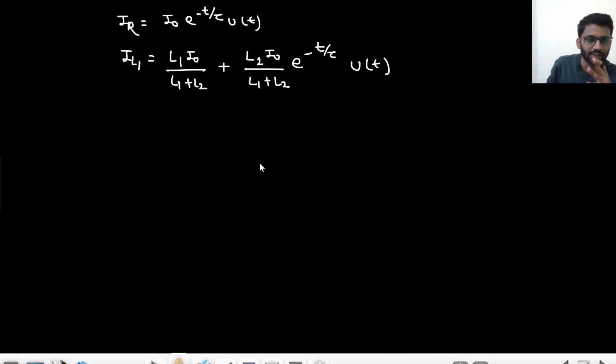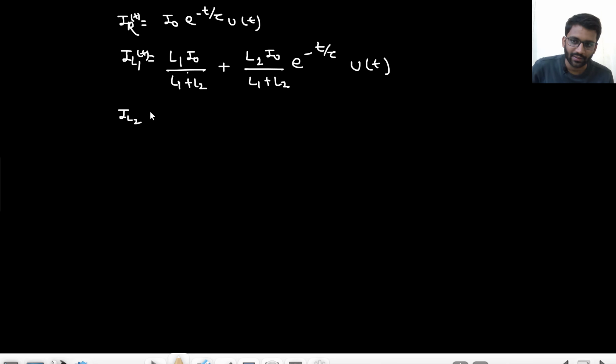You can simply apply the formula as well, or you can think like, I need I naught at t equals to 0. At t equals to 0, this will be 1, so only this factor will come. So I need to write this factor such that at t equals to 0, it becomes I naught. So I wrote it as L2 by L2 into I naught upon L1 plus L2. Getting my point? So this is my IL2. Sorry, this was IL1.